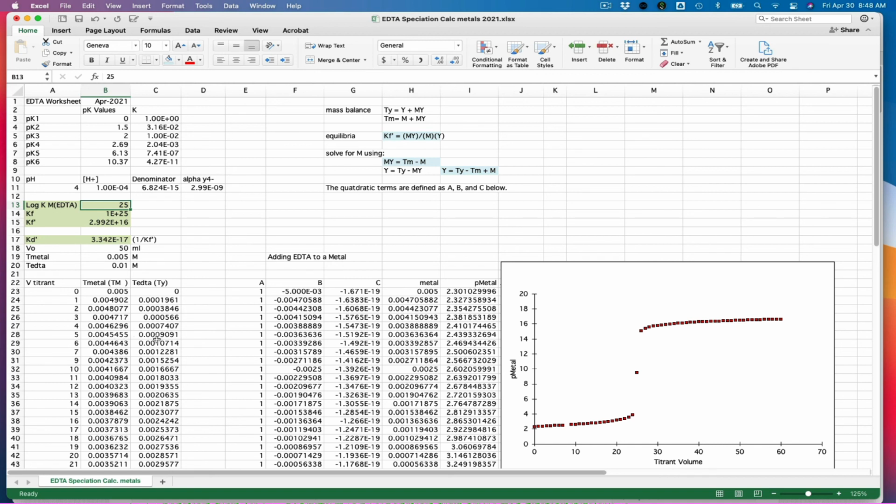Knowing total metal and total EDTA, we can use simple mass balances in the equilibria to solve for the metal. We do that by solving the quadratic in terms of the A, B, and C terms. That gives me the metal concentration, and from the metal, I get the pMetal.